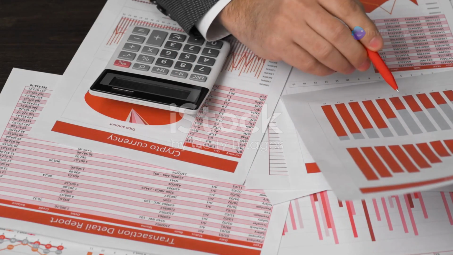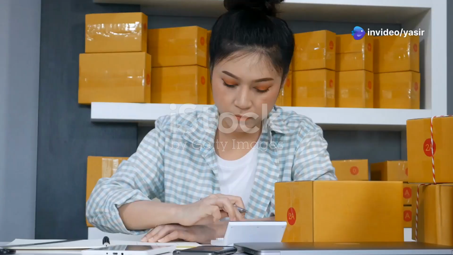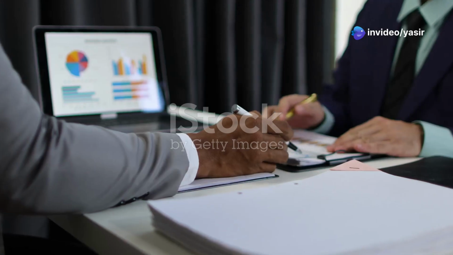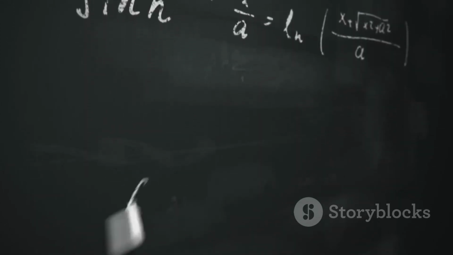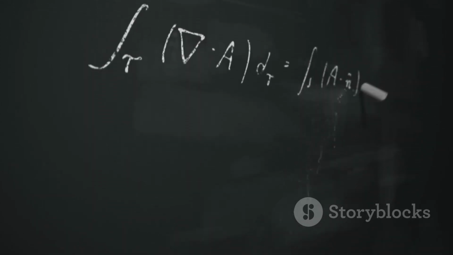The accounting equation is a simple but powerful tool. It shows what a business owns and owes. It also shows the owner's stake in the business. The equation is assets equals liabilities plus equity.